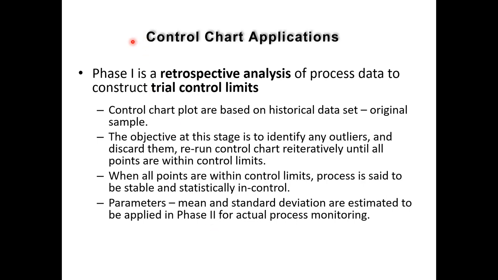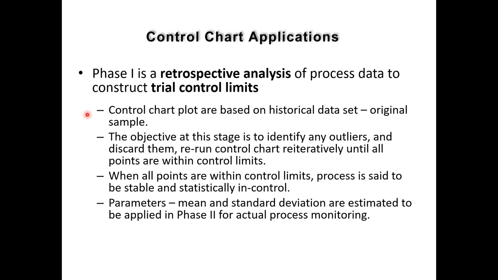Now let's go to the control chart application. As you know, there are two phases of control chart. Phase 1 is what you call a retrospective analysis. This is the stage where the process data is used to construct the trial control limit. So what does it mean?